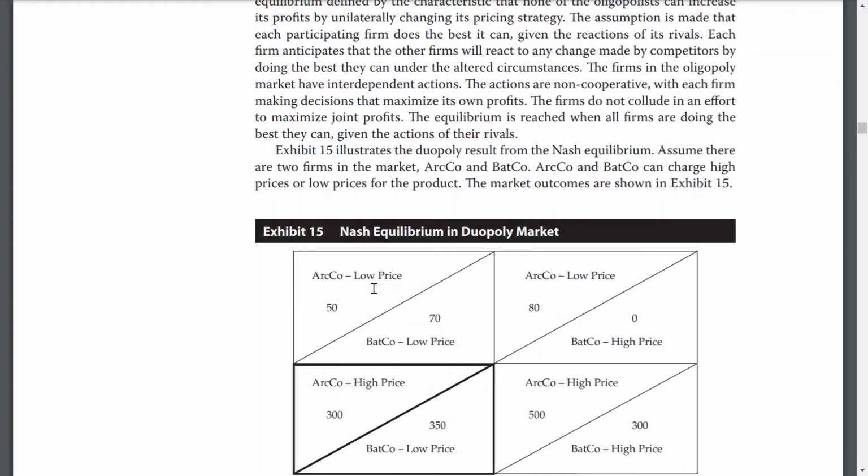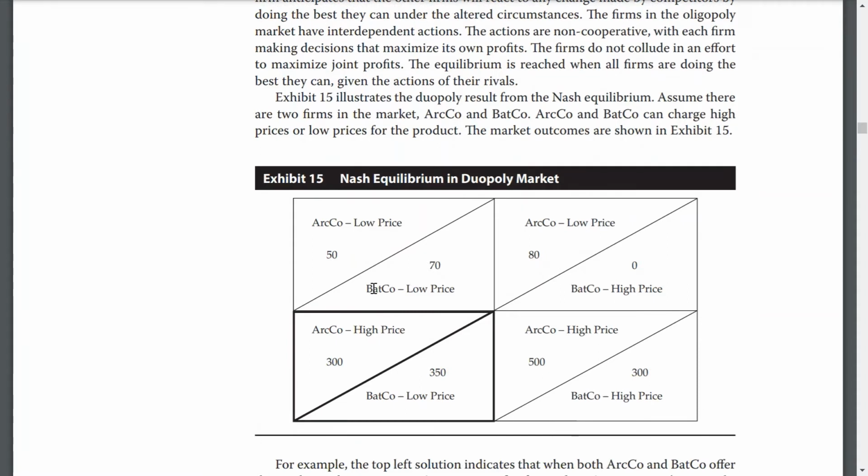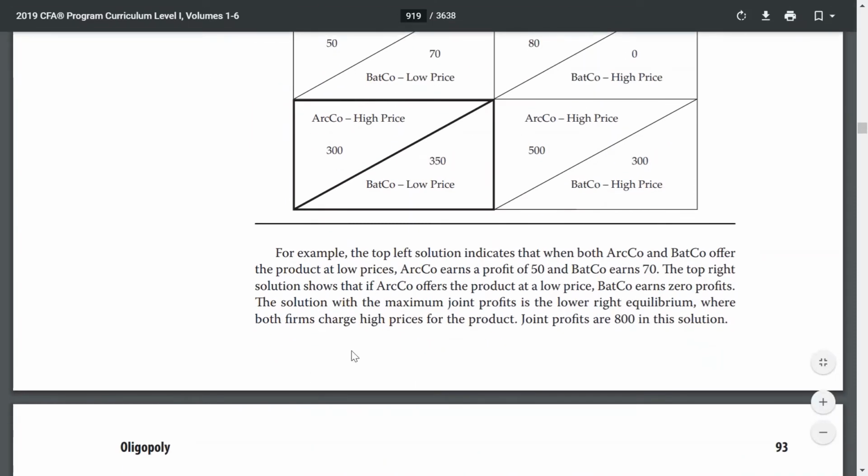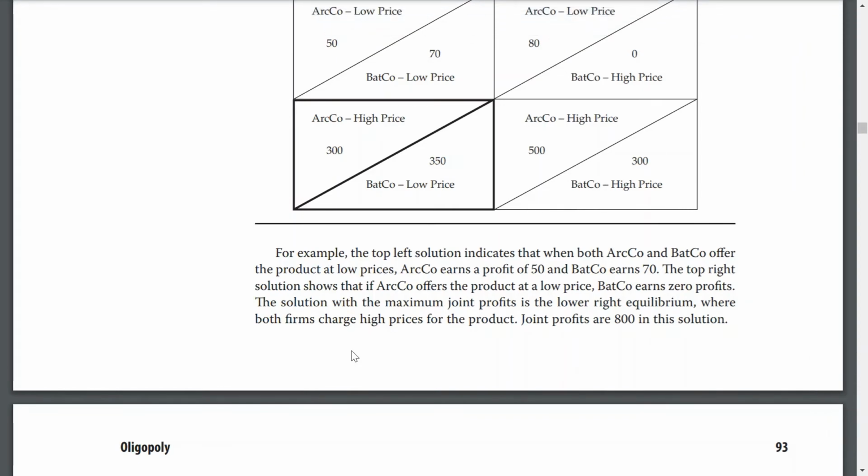So here is the Nash equilibrium in duopoly markets. You are incentivized not to lower your prices because competitors will also lower their prices and nobody wins. But if you lower your prices and your competitors don't, then you win. If you raise your prices and your competitor raises prices, then you both win. If you raise your prices and your competitor does not, then you lose. So this is where game theory comes into play. For example, the top left solution indicates when both ARCCO and BATCO offer, so this is what I just said.